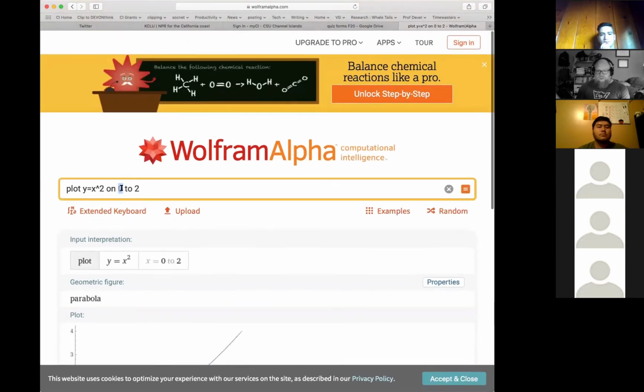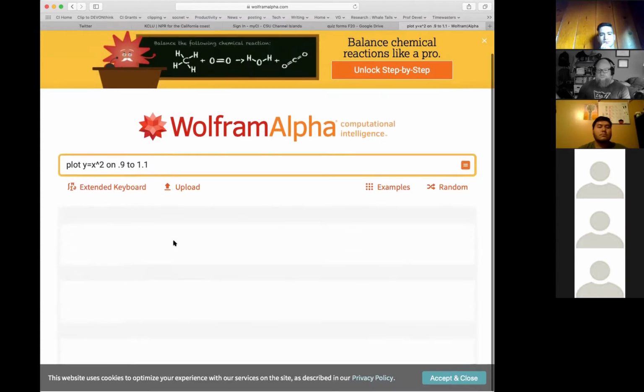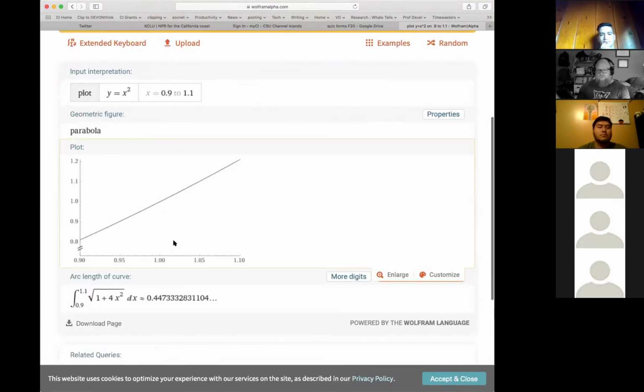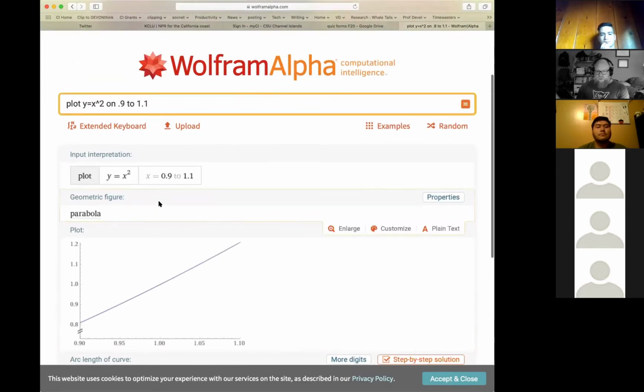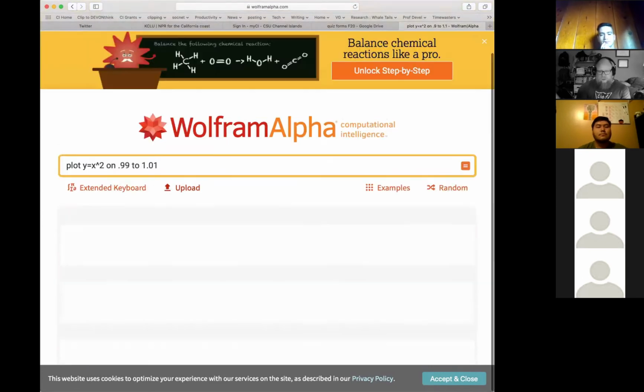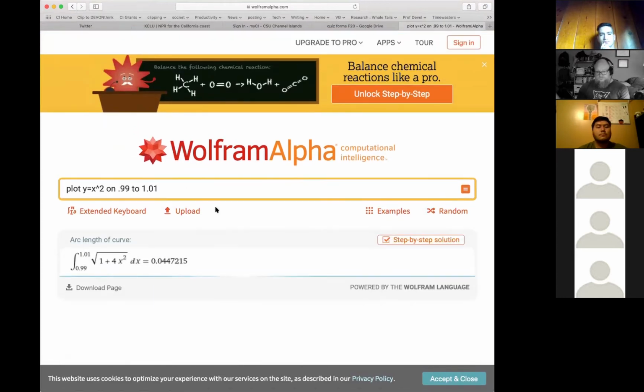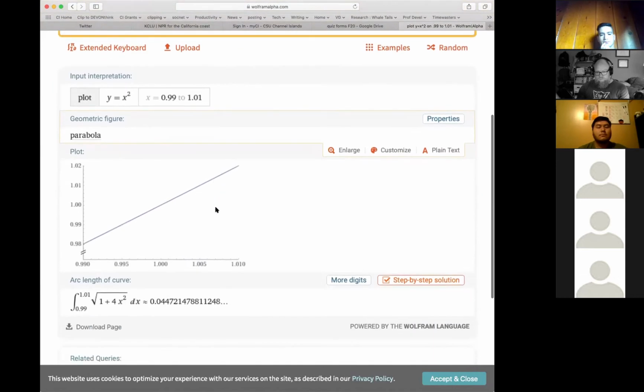Let's go from, instead of 0 to 2, let's go from 0.9 to 1.1. Right? So the x equals 1 is still right in the middle. That looks really linear, if you ask me, right? That definitely looks like a line. But I bet there's still a little bit of curve in there. So let's zoom in a little bit more. Let's go to 0.99 and to 1.01. All right, so that looks like a line.